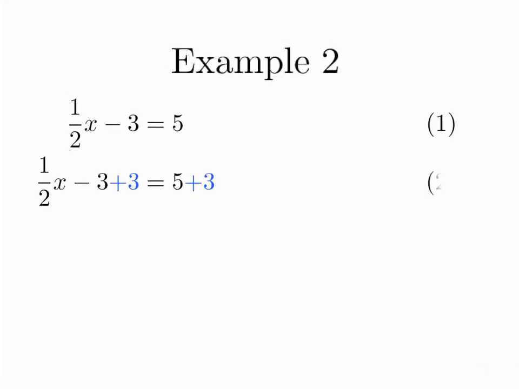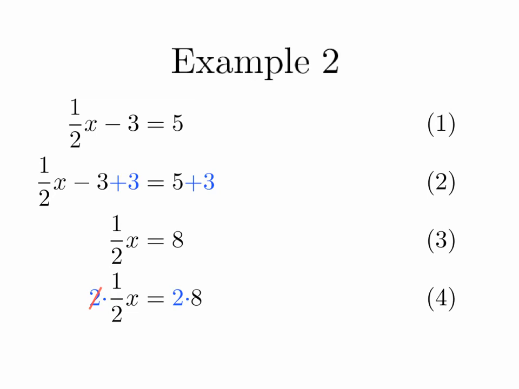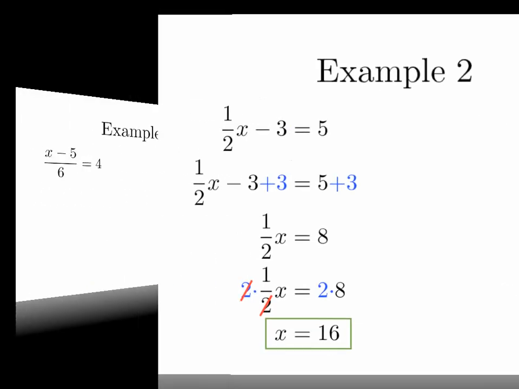Now let's look at a little bit different example. We add 3 to both sides of the equation, right? And when you do that, you're left with 1/2 x is equal to 8. And now we want to multiply both sides of the equation by 2. Now, when we do that, the 2's cancel on the left, and we're left with x is equal to 16, which is our final answer.